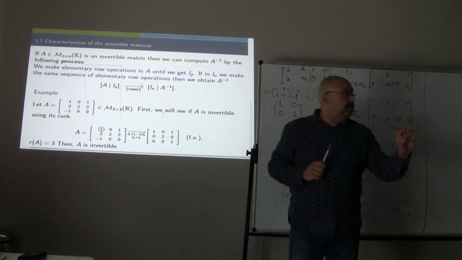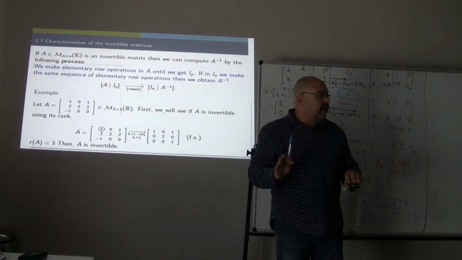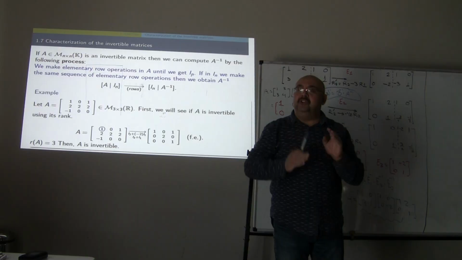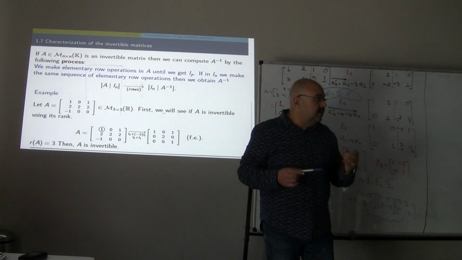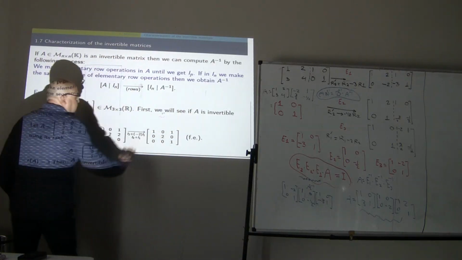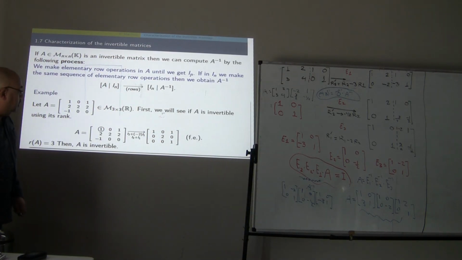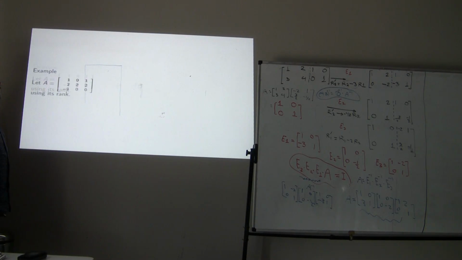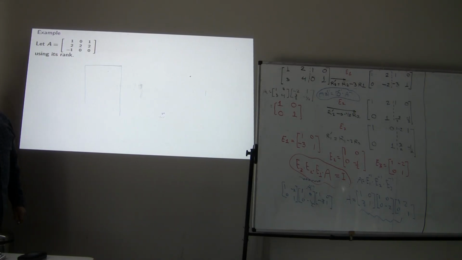If it reaches echelon form, it is invertible. If it doesn't reach echelon form, it is not invertible. Are you with me? Yeah. Okay, so I already did some row operations and it is invertible. If I want to get the inverse of this matrix, I can.